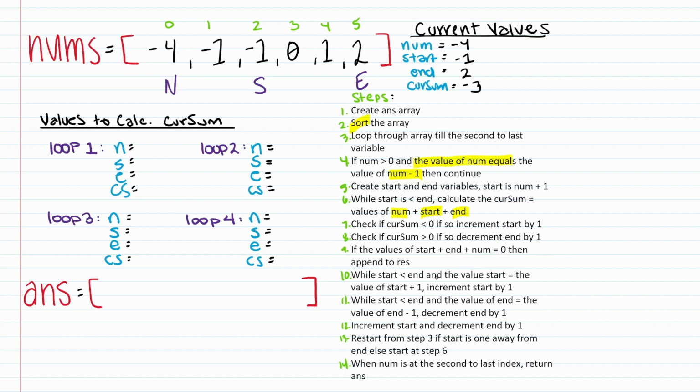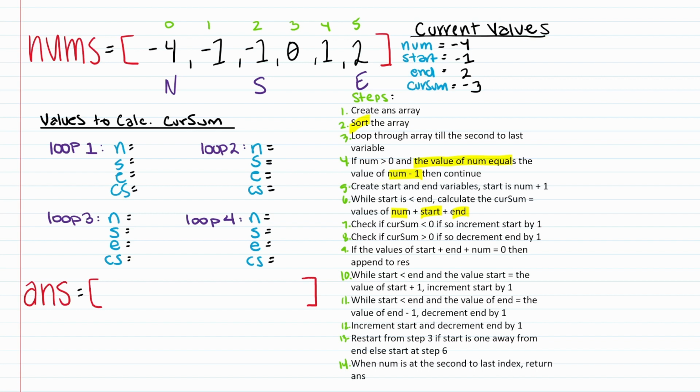So while start is less than end, and the value of start equals the value of start plus 1, increment start by 1. So is start less than end? Yes. And the value of start equals the value of start plus 1? No. So we're not going to do that. While start is less than end, and the value of end equals the value of end minus 1, decrement end by 1. Is end equal to the value of end minus 1? Is 2 equal to 1? No. So we're going to skip that step.